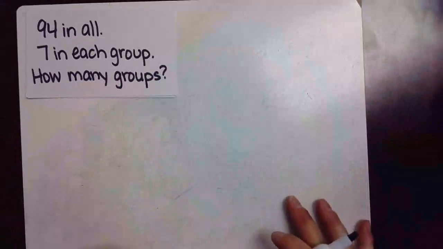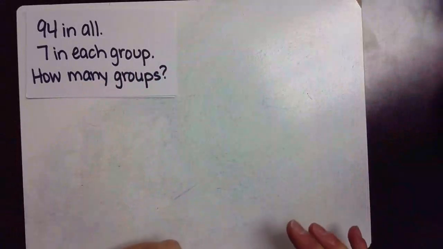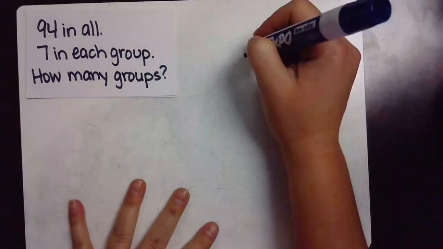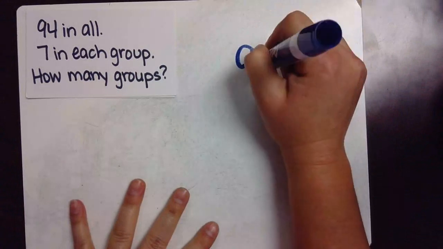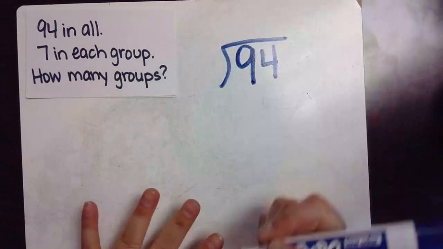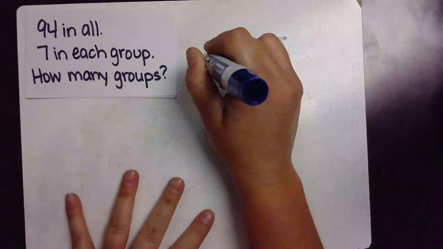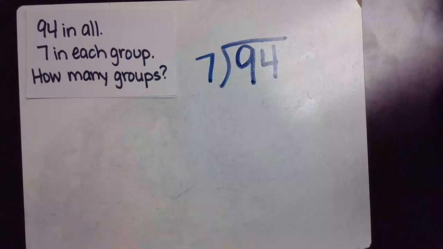All right, 94 in all, 7 in each group. How many groups? So my total is 94. That goes in my den because it's the dividend, divided by my divisor of 7. And we're solving for the quotient.